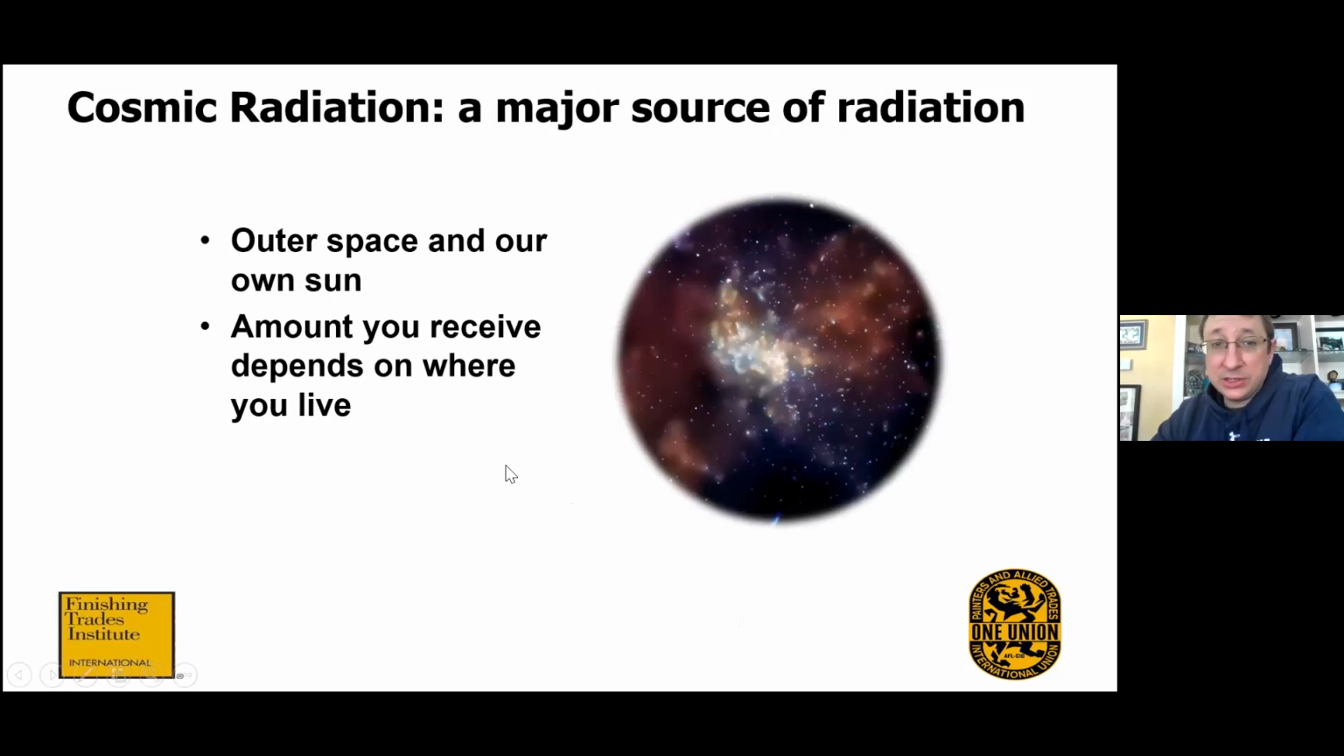So cosmic radiation comes from outer space, our own sun. The amount that we receive depends on where we live. So if you live closer to sea level, you're going to get less cosmic radiation than if you live higher. And also if you live in some different parts of the world. Does anybody know the reason why? Why would you get less if you live closer to sea level?